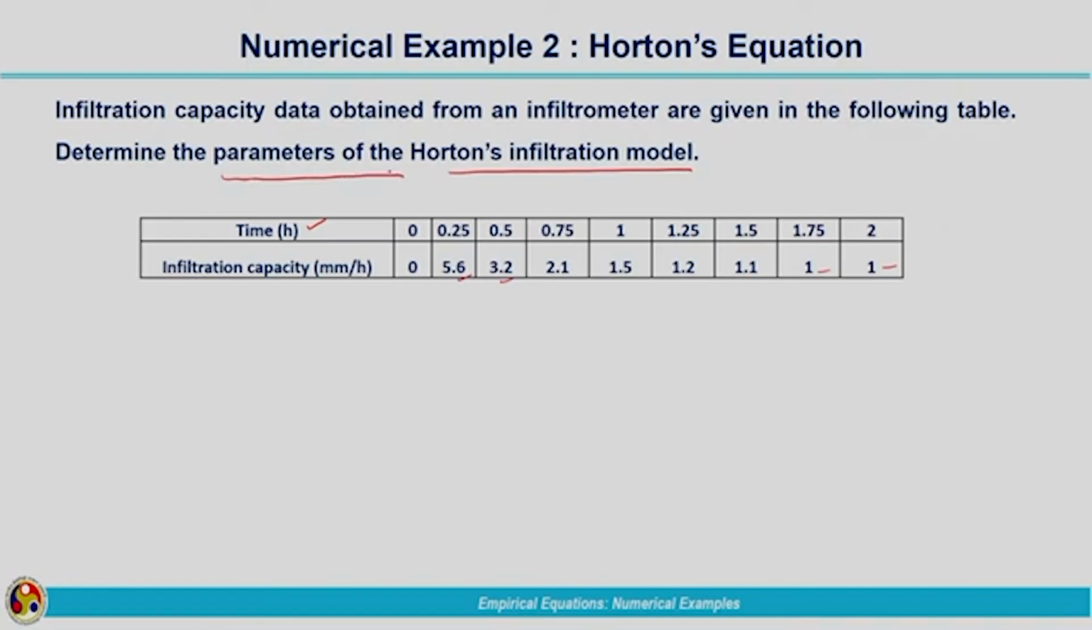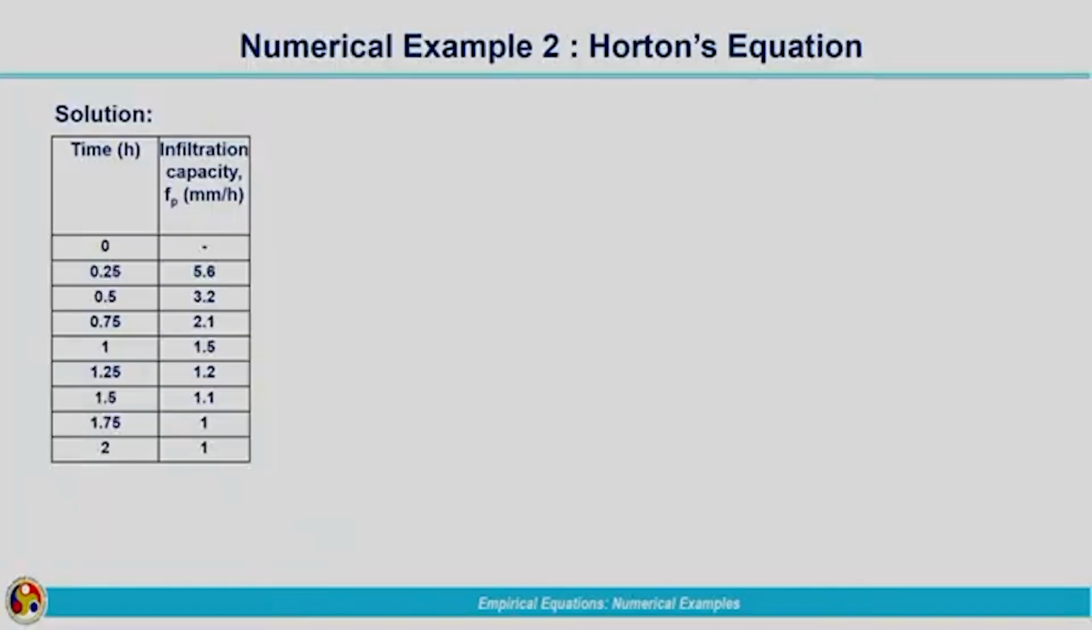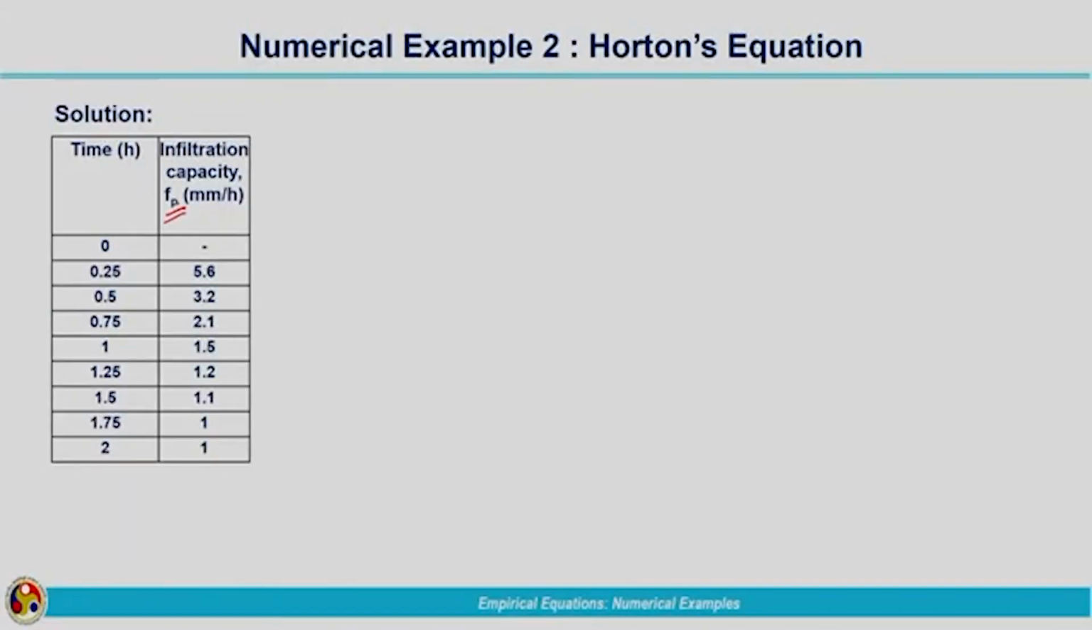Now we need to solve this problem, that is, determine the parameters of the Horton's infiltration model. Similar to what we have done in the case of Kostyakov equation, we need to fit the curve and find out the Horton's parameters. Here you have been given the infiltration rate. In case cumulative infiltration is given to you, you need to calculate the infiltration rate as we have done in the previous problem. Infiltration capacity I am representing by the notation Fp, because Horton's equation is derived for potential infiltration, that is, sufficient moisture content is available and the infiltration which we are obtaining is the potential infiltration. That is why I am putting the notation Fp over here.